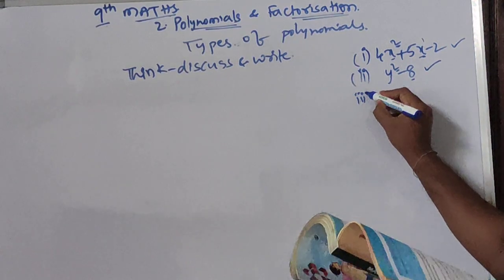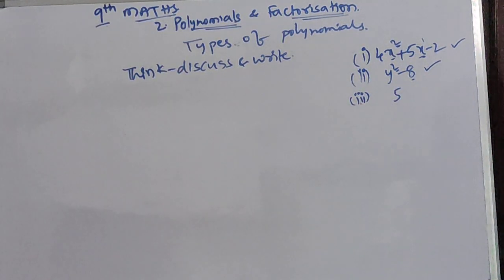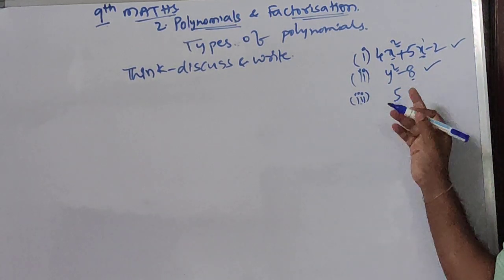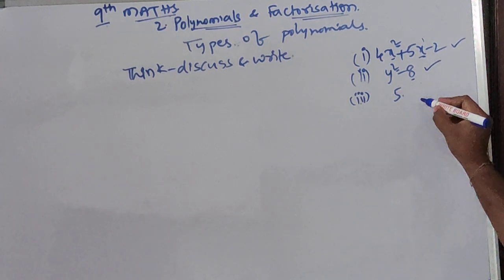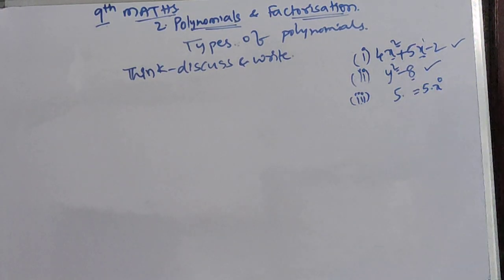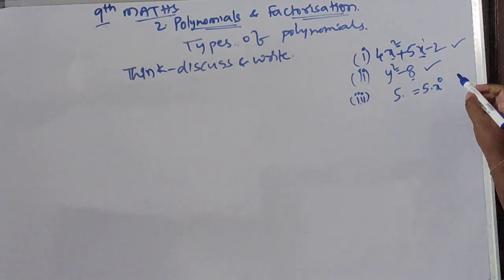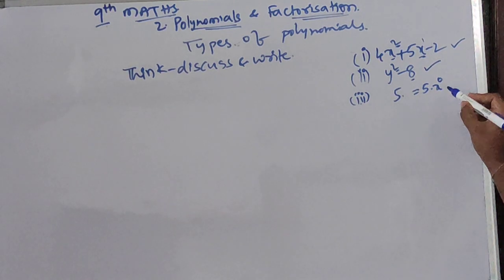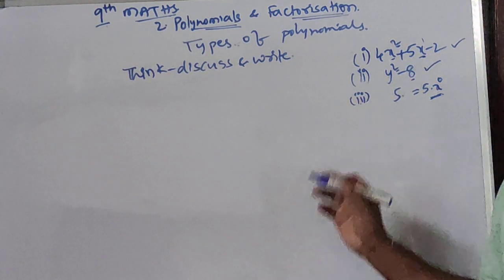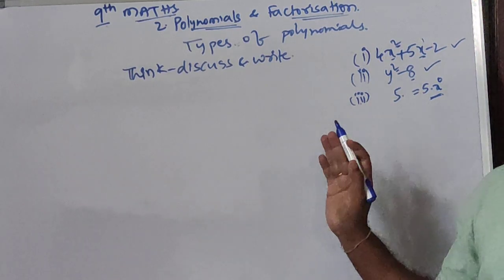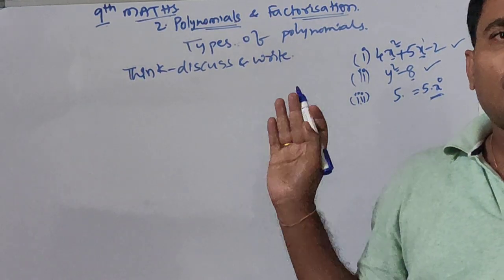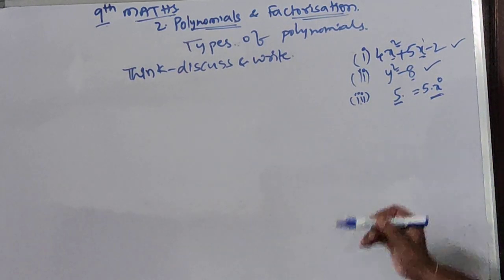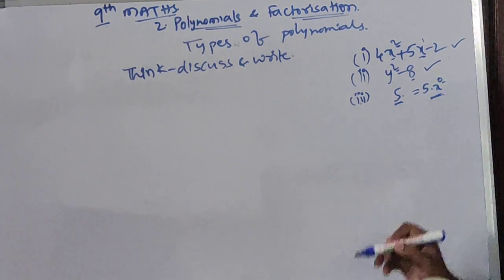Next, coming to the third one, 5. Here we are not observing any variable. Even though there is no variable, we can write 5 as 5 into x power 0. The power of x is 0. It is non-negative, so this is also a polynomial. Whatever number you may take, that is definitely a polynomial. Every real number is a polynomial. So this is a constant polynomial. The degree of this constant polynomial is equal to 0.